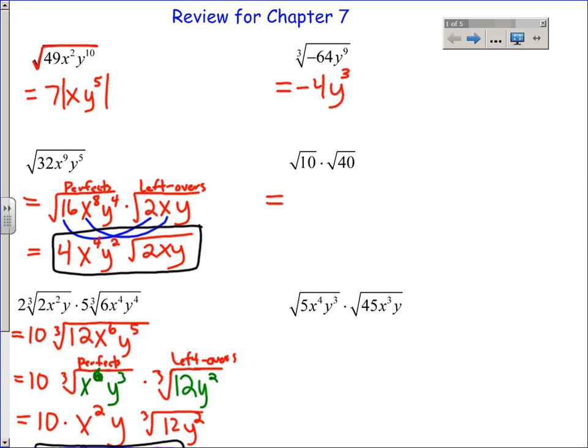Okay, next example. Square root of 10 times square root of 40. So again, multiplying, so we simply multiply both of those things together underneath one radical. Then we split into perfects and leftovers because 400 is not a perfect square.